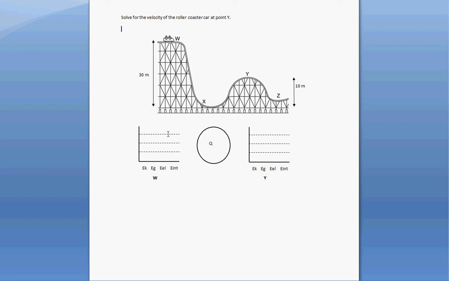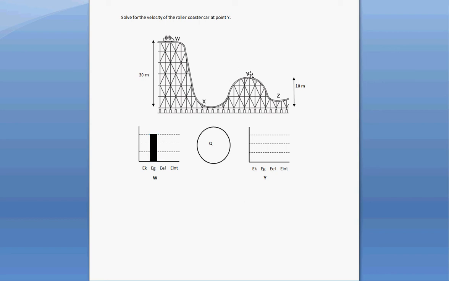When the car is at point W, there is no velocity, so there's no kinetic energy. It's pretty high up, so it definitely has gravitational potential energy. It's not compressing a spring or anything of that nature, so there's no elastic energy. And unless stated in the problem, there's no friction in the track, and we're going to ignore air resistance, which means we're not going to deal with internal energy. So at the top, it's all gravitational potential energy, so we'll go ahead and show that. So about 3 bars of gravitational potential energy.